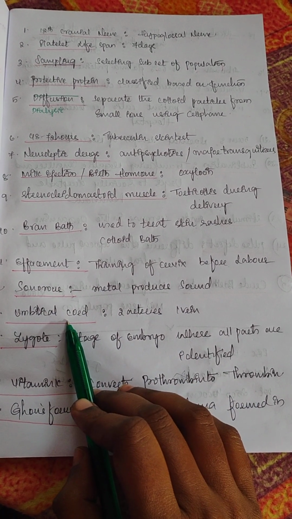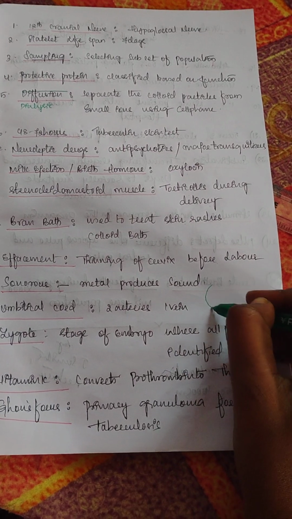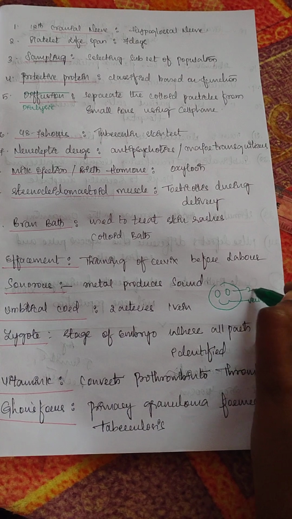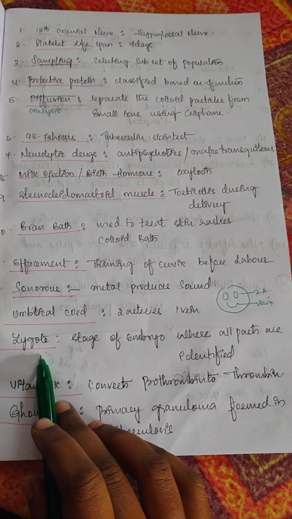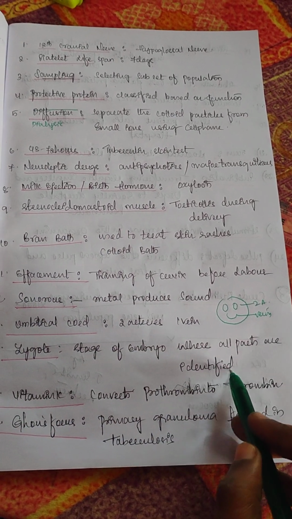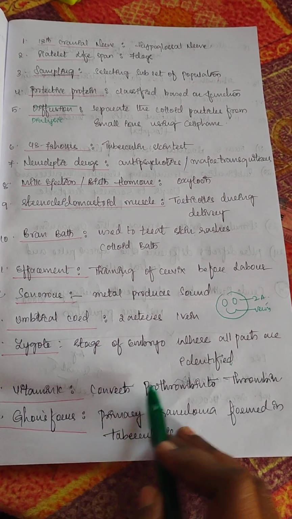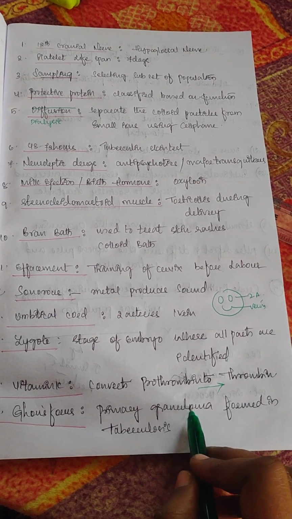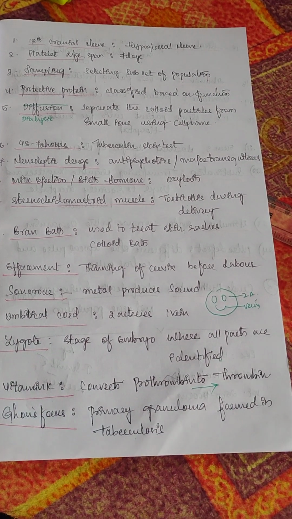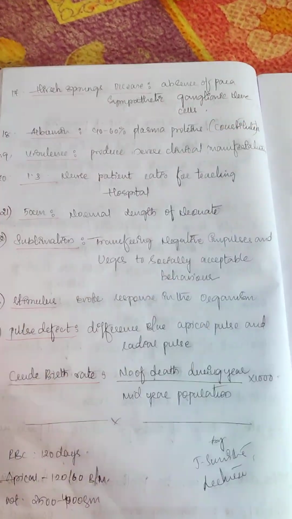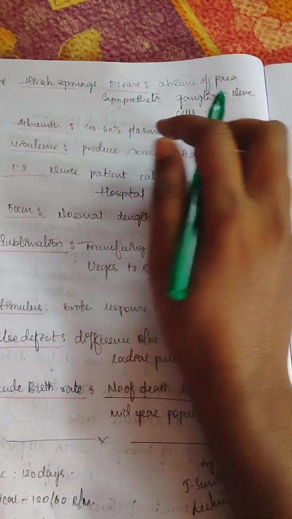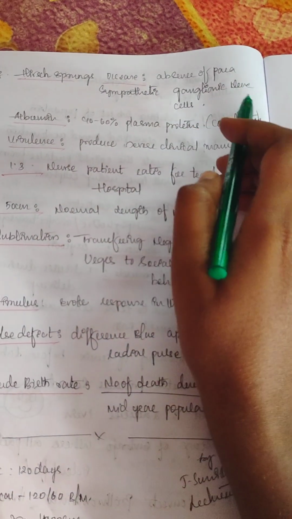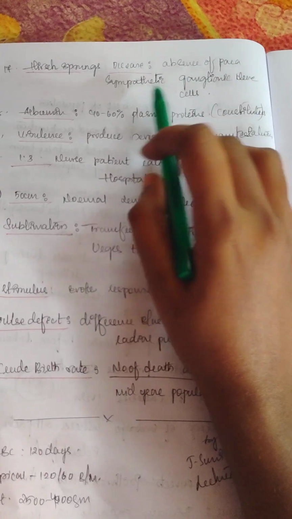Then the umbilical cord contains 2 arteries and 1 vein. Okay, 2 arteries and 1 vein. Then zygote is nothing but the stage of embryo where all the parts we can identify. Vitamin K converts prothrombin to thrombin. And not only that, Ghon's focus is nothing but the primary granuloma formed in tuberculosis. And Hirschsprung's disease is nothing but absence of parasympathetic ganglionic nerve cells in the colon, we can call this disease.